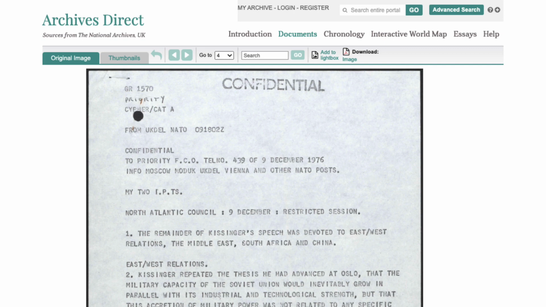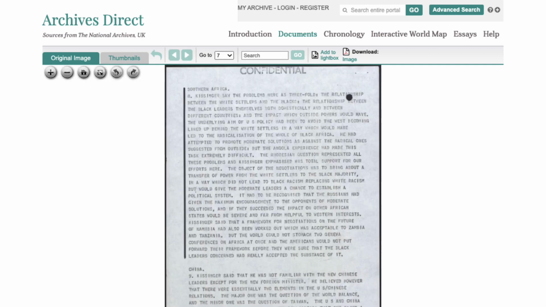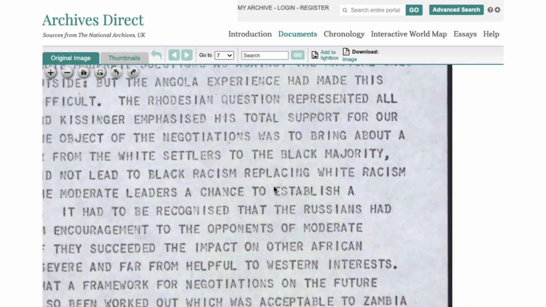So the question now becomes, what was different and what was the same? In other words, what kinds of things do we recognize about the context of this document? Well, let's skip to the part that I'm most interested in, which is the passage on South Africa.